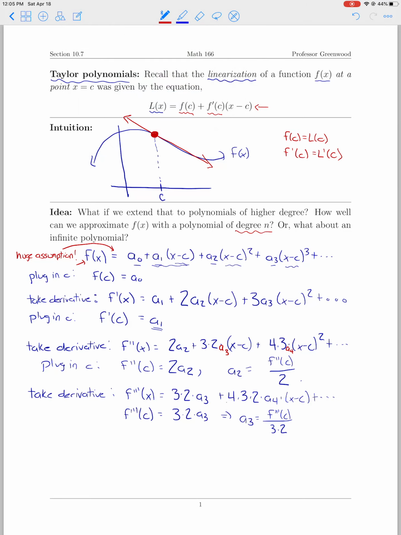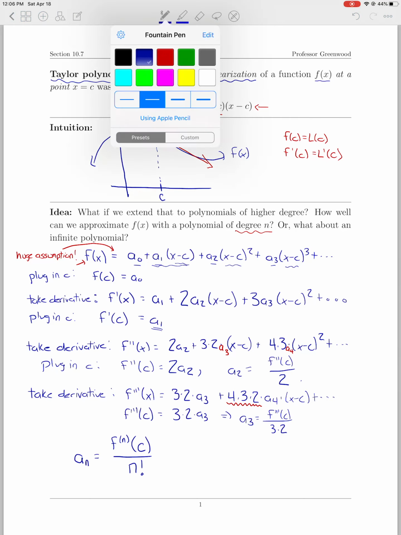You could see that the next term I'd get a 4 times 3 times 2 in the denominator, and then the next term would be a 5 times 4 times 3 times 2 in the denominator, or in other words, every time I'm getting a factorial in the denominator. And so if I try and generalize what's going on here, then I can see that a sub n is going to be the nth derivative of f evaluated at c, and then I'm going to have to divide by some factorial.